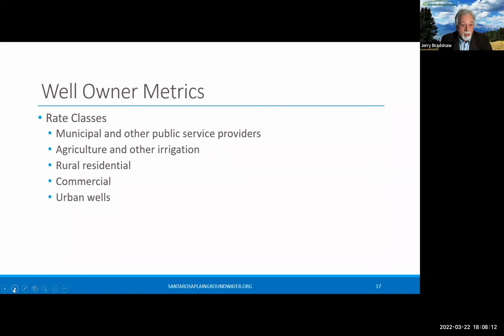So all of those middle 3 categories are basically properties that lie outside of the city's water departments or the other public water service providers. The last category, urban wells, is an interesting thing. These are properties that lie within a water service area, a city or a water district, but they're known to have wells on the property. So we've actually included those as a potential source of pumped water, although it's a fairly small segment here.